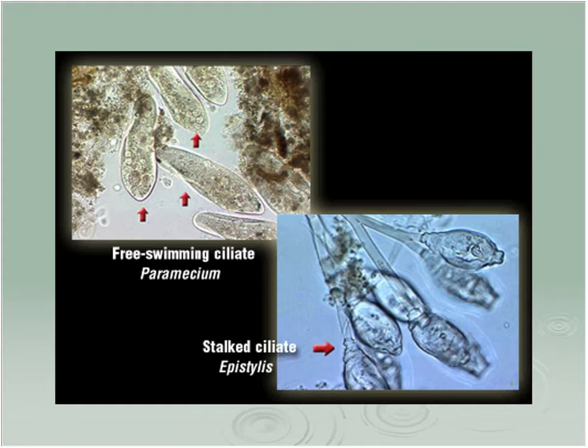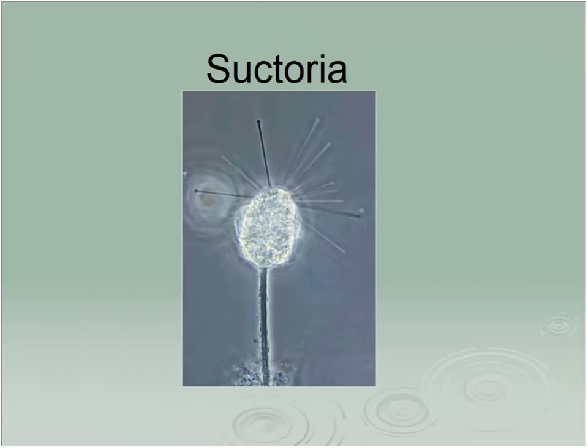You might find single ones, but you also find them in colonies like this. More free-swimming ciliates up here. That's what everybody's looking for. This particular one is Suctoria. This is a stalked ciliate of a different variety. And instead of having that open mouth, stalked ciliates have that open mouth with the cilia there to help throw the food down inside that tulip shape so they can digest it.